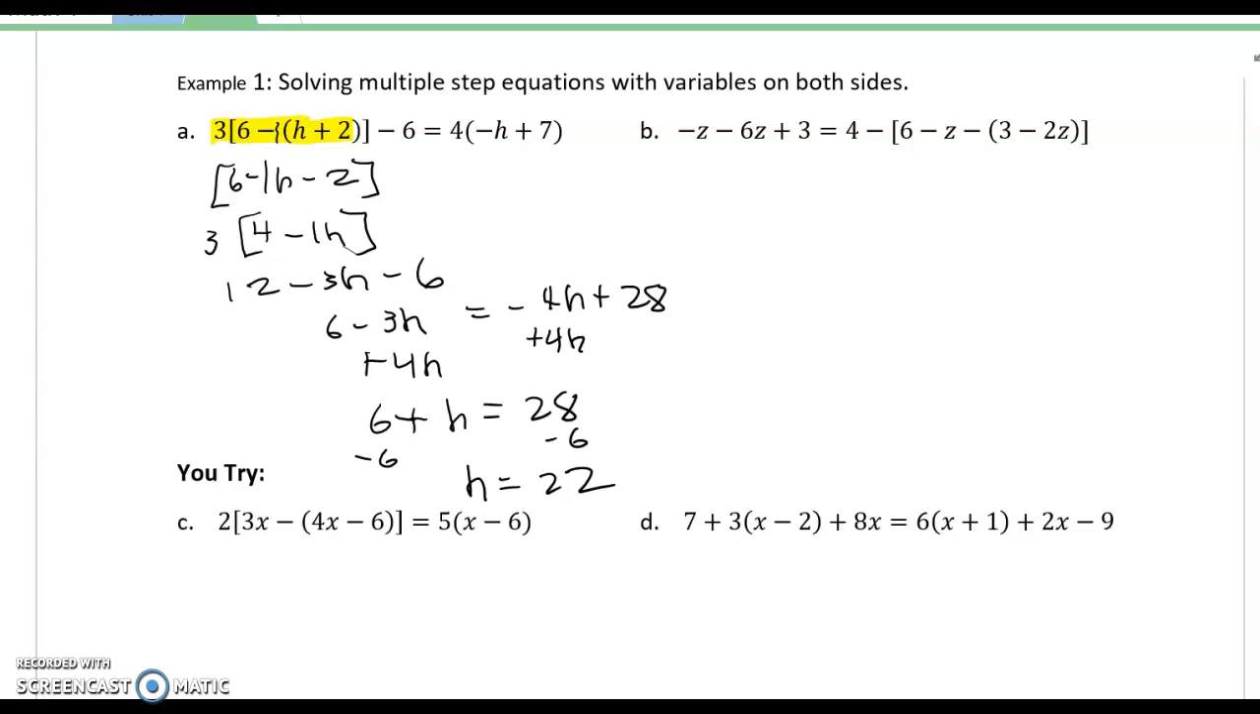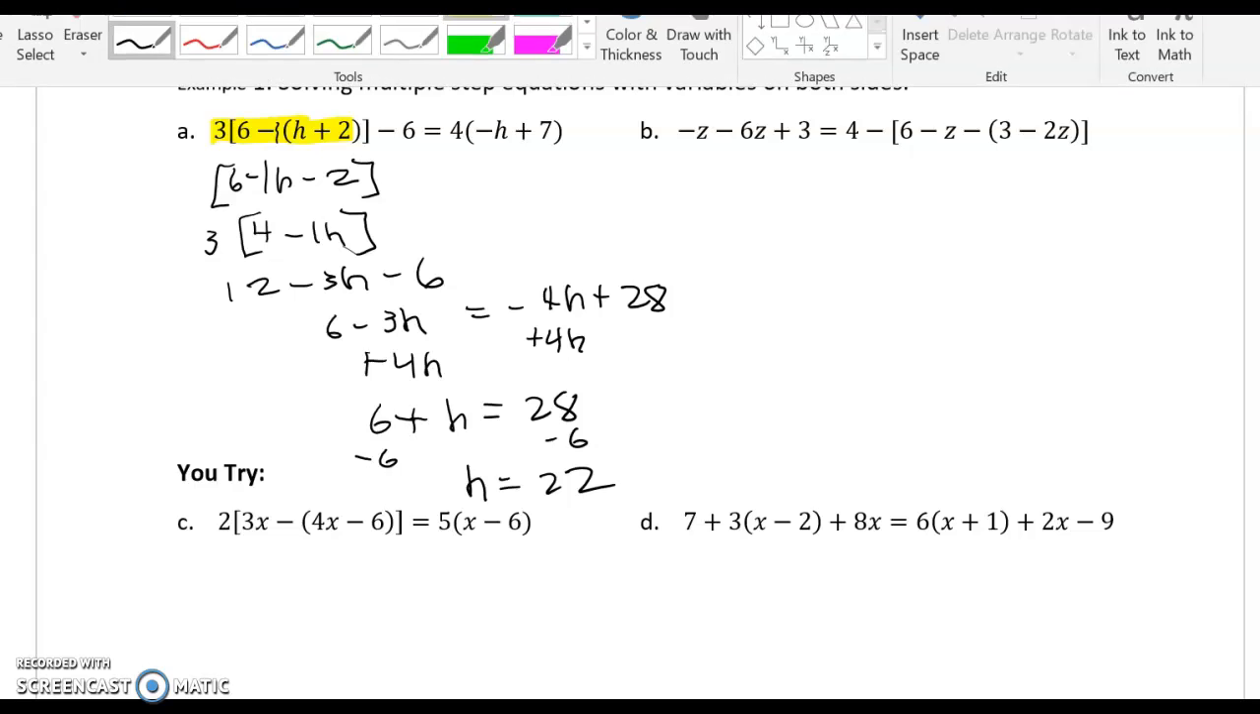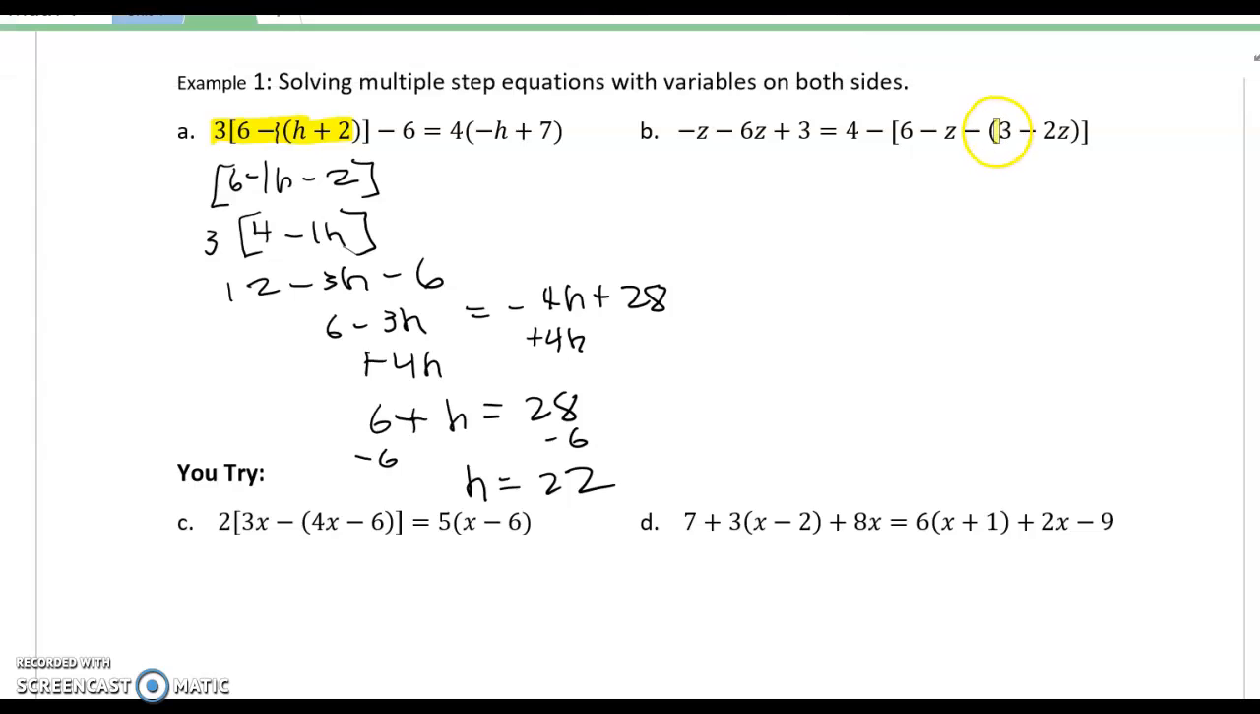So moving on to part B. Again, we see the parentheses inside the brackets. So we want to start there on the right side. We're going to start with the parentheses 3 minus 2z. Again, nothing that we can do with that. So I'm going to expand just a little further to include that negative.